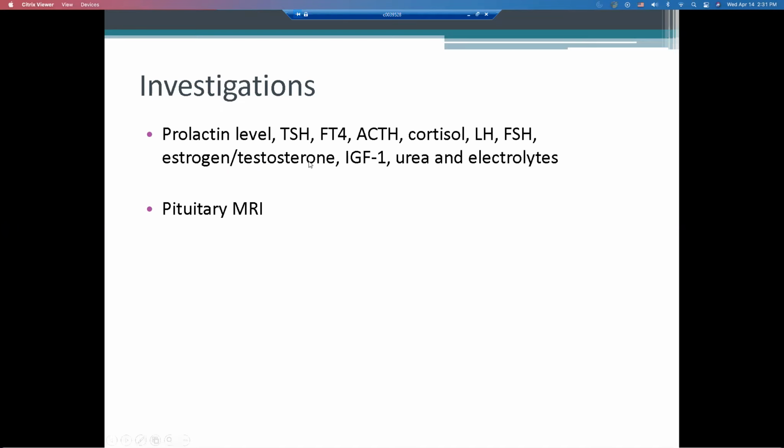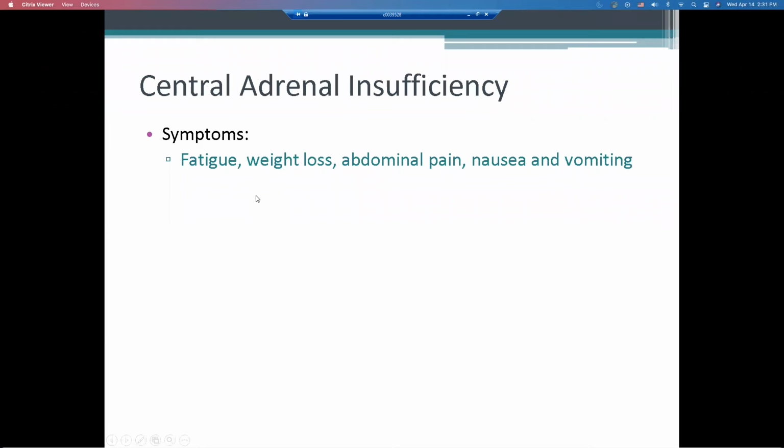So investigations, as we mentioned: anytime you face a patient with a pituitary problem, you order all the axes. So prolactin level, TSH, free T4, ACTH, cortisol, LH, FSH, estrogen or testosterone, IGF-1, and urea and electrolytes, because sometimes we can see some electrolyte changes, mainly with adrenal insufficiency. And of course, you're going to order a pituitary MRI.